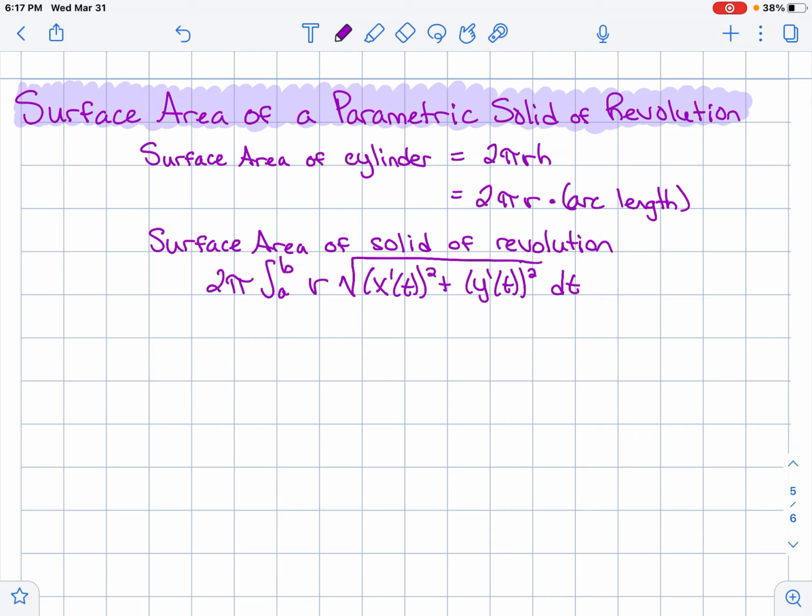Let's talk about this radius. If I have, let's just say, a parametric equation, and I want to rotate that around the y-axis, then I have a radius that is horizontal. Since we're looking at a parametric equation, to figure out what that radius is, I need the horizontal component of my parametric equation. Since we're rotating around the y-axis, the radius will be x of t.